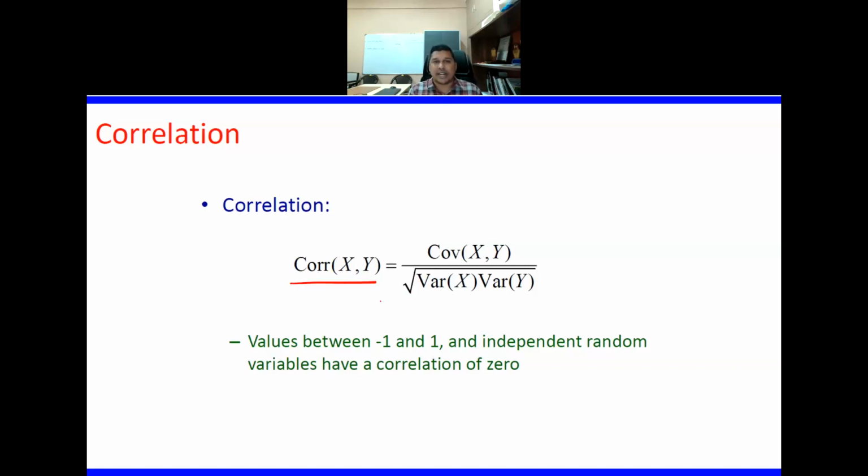So the correlation between X and Y data sets is the covariance between X and Y divided by the square root of the variance of X times the variance of Y. It can give any value between -1 and 1. If it is 0, it means there is no relation between those two data sets.